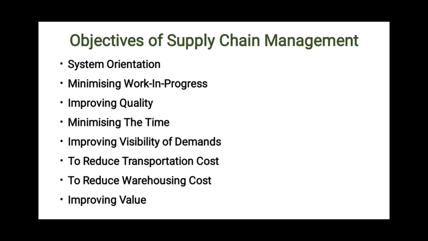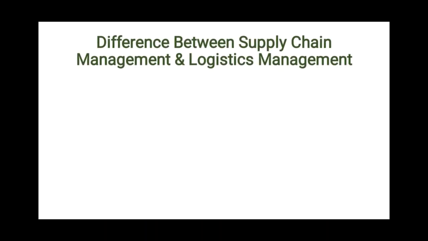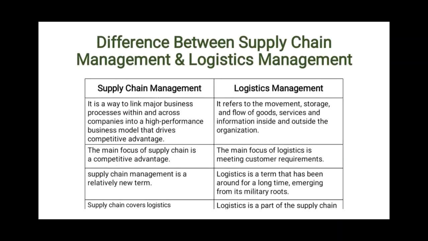As we know the meaning of both the terms, SCM is a way to link major business processes within and across companies into a high performance business model that derives competitive advantage, while logistics refers to the movement, storage and flow of goods, services and information inside and outside the organization.